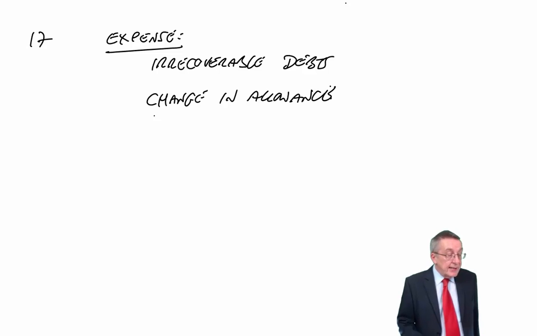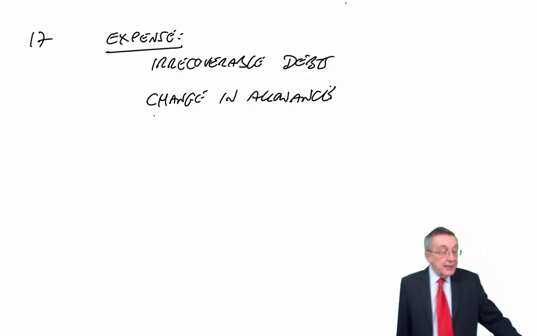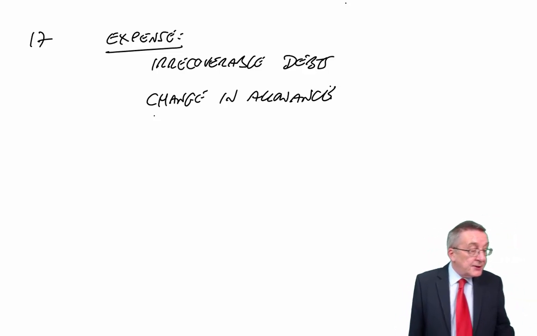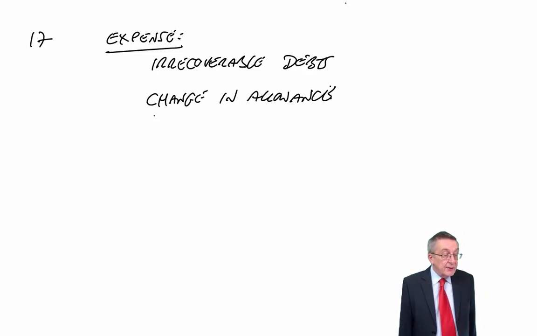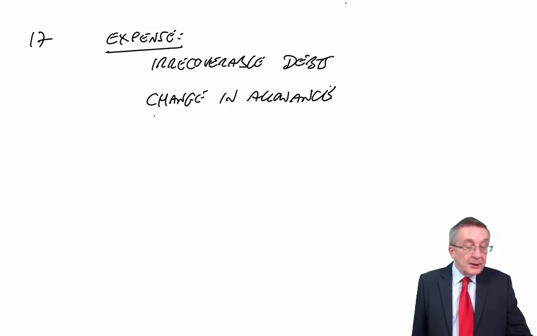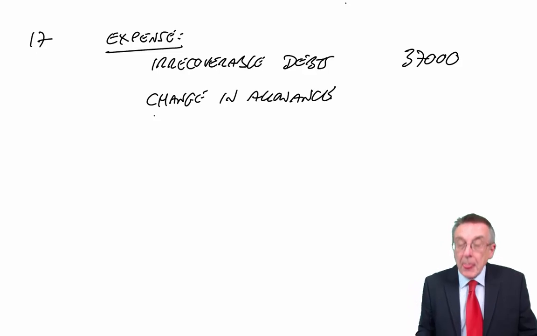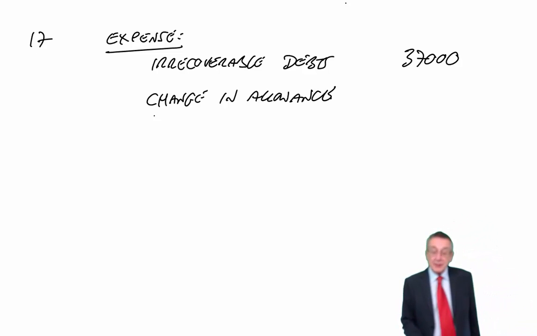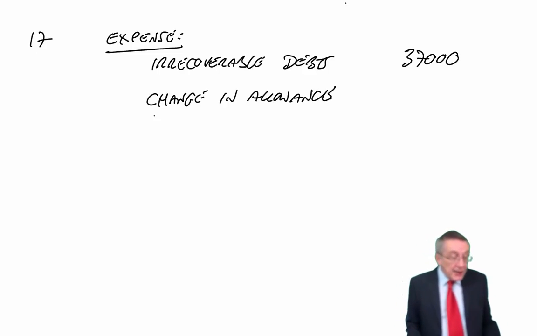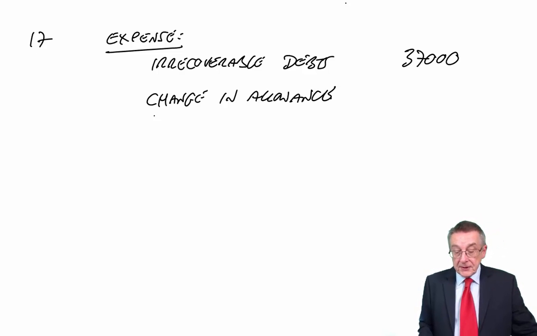So let's have a read. At June X5, the end of last year, allowance for receivables 39,000. At June X6, receivables total 517,000. It was decided to write off debts totaling 37,000, so immediately irrecoverable debts of 37,000, part of our expense. And to adjust the allowance to 5% of trade receivables.